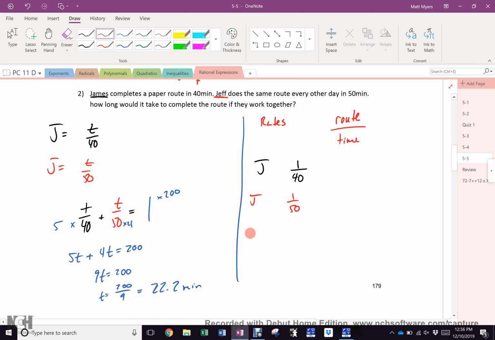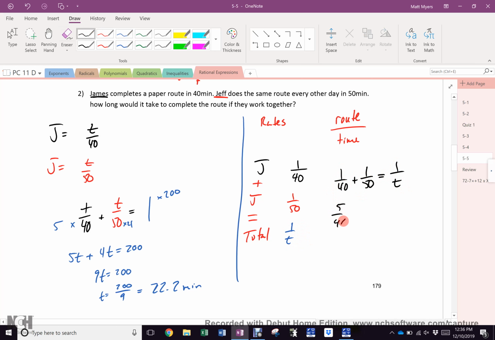And when we add them together, that equals total, and that is 1 route in t, because I don't know how long it's going to take them to work together. So now write the equation. 1/40 plus 1/50 equals 1 over t. Then I do the same math, right?